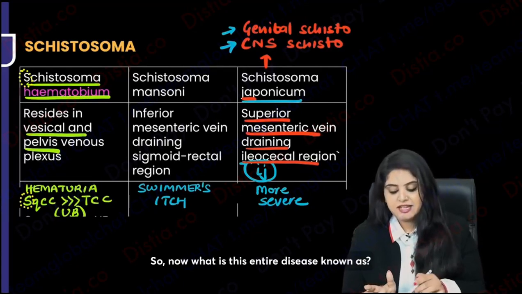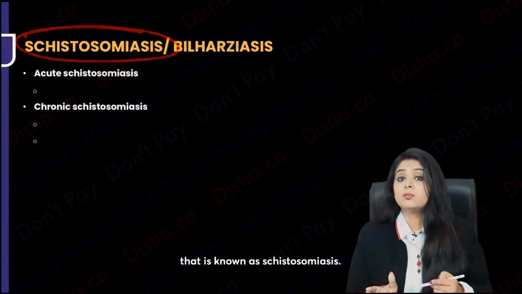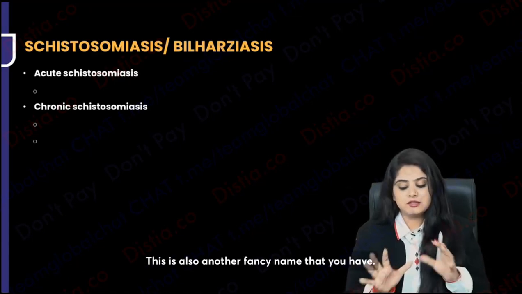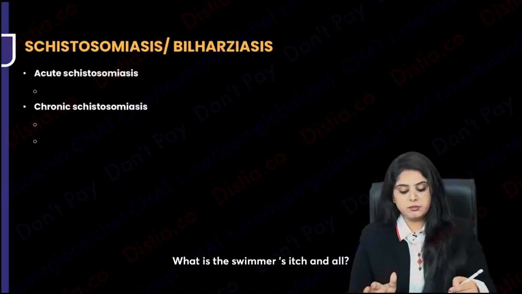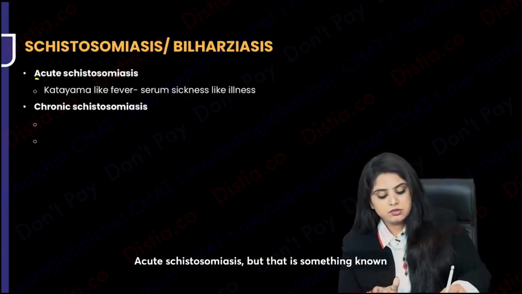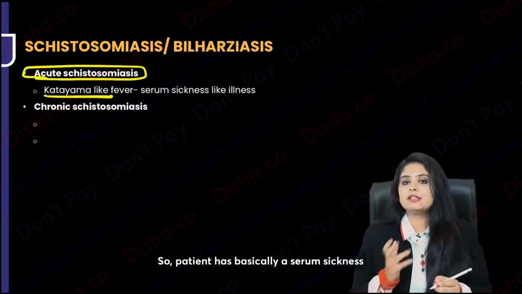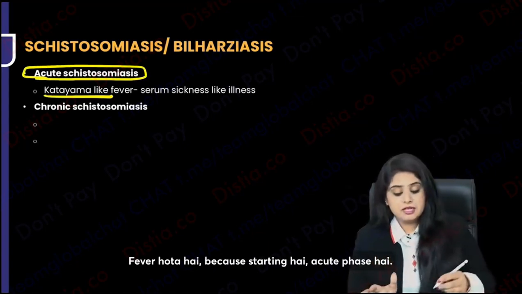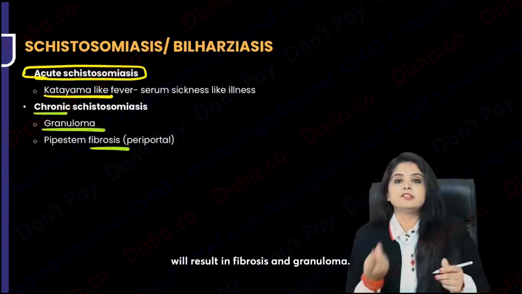So now what is this entire disease known as? Whenever Schistosoma causes a disease, that is known as schistosomiasis, or it is also known as bilharziasis. This is another fancy name that you have. So what is this schistosomiasis? What is the swimmer's itch? And also in acute schistosomiasis, there is something known as Katayama-like fever. So the patient basically has a serum sickness-like illness. There is fever because it is the starting, acute phase. But in chronic condition, anything chronic will result in fibrosis and granuloma.